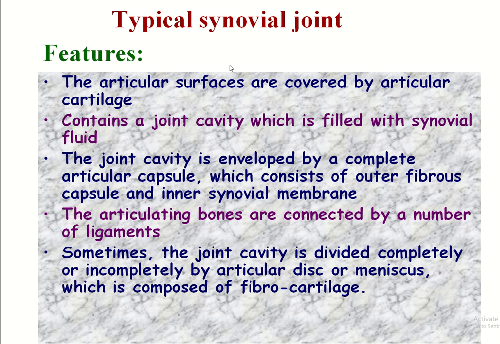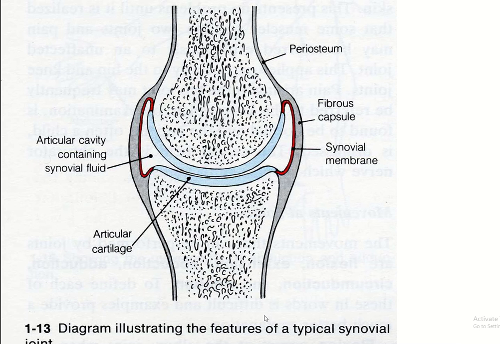So these are the features of the typical synovial joint. The articular surface is covered by the articular cartilage, hyaline in nature, and contains a joint cavity which is filled with the synovial fluid. Joint cavity is enveloped by a complete articular capsule which consists of outer fibrous capsule and inner synovial membrane. The articular bones are connected by a number of ligaments. Sometimes the joint cavity is divided completely or incompletely by the articular disc or menisci. Usually these are the fibrocartilage.